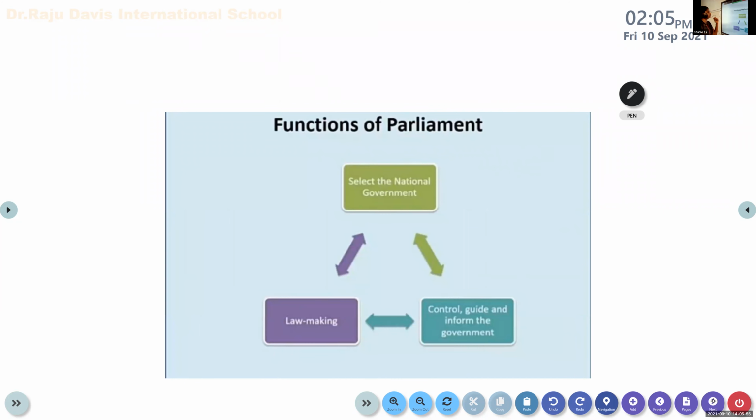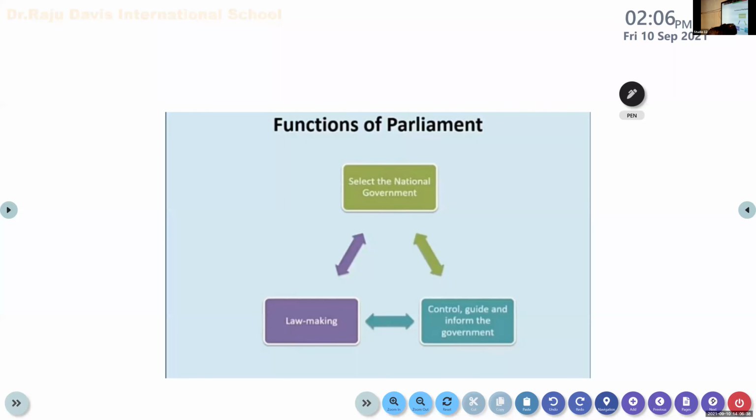Now, we will study in detail about the functions of Parliament. Before that, you need to underline some sentences in the textbook. Page number 34. Below the picture, the Parliament of India is the supreme lawmaking body. Underline. It has two houses. We'll discuss in detail. Now you underline this: the Rajya Sabha and Lok Sabha.